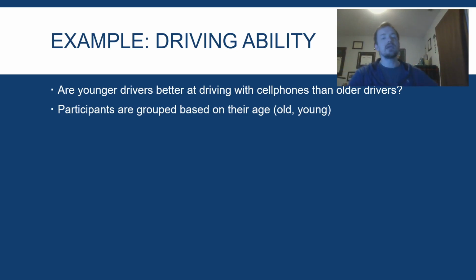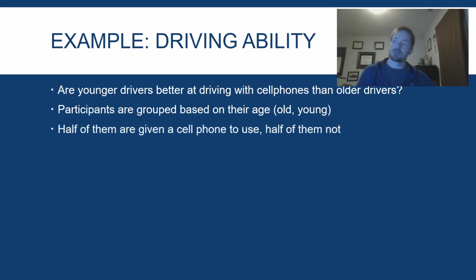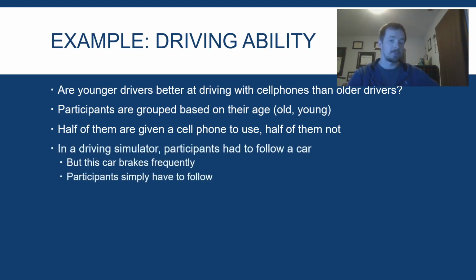So if we're looking at what kinds of independent variables we have, first we've got groups, right? We're going to be grouping these participants based on their age, old and young. So we have two groups. That's one independent variable. But we also are going to give them a second independent variable, which is going to be cell phone use. We're going to have some of them use a cell phone and some of them not use a cell phone.